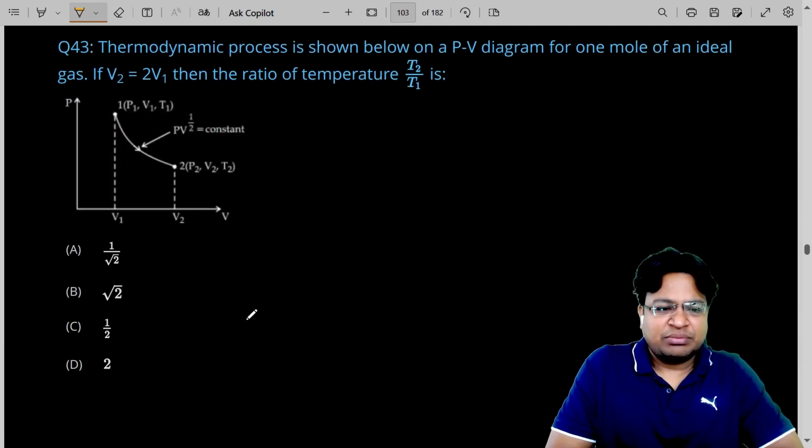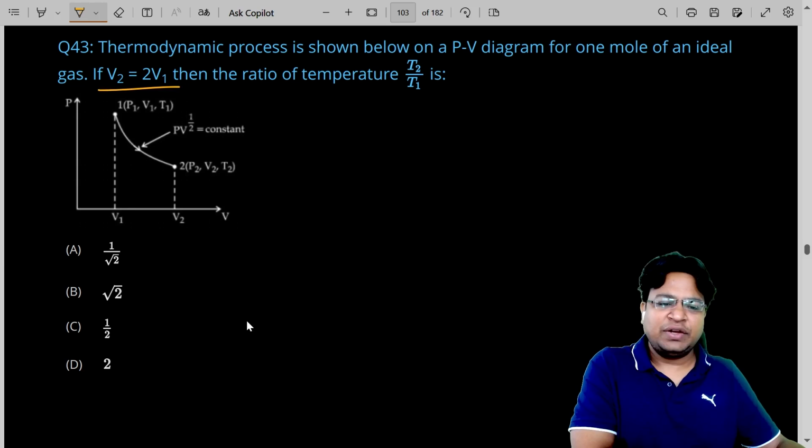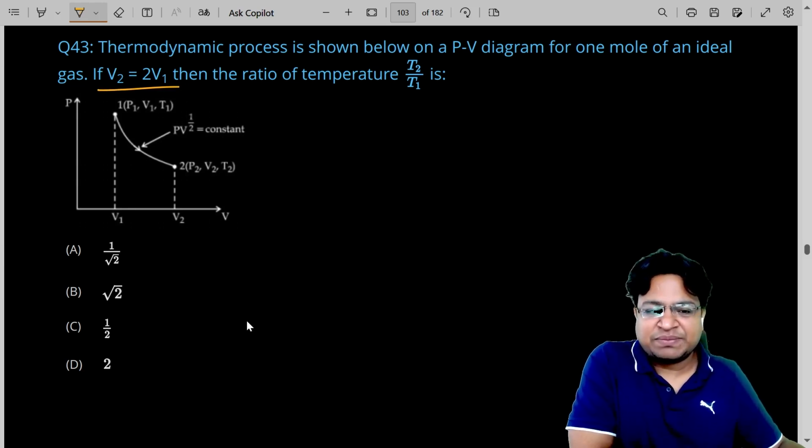Next, we go to question number 43. Now, this question says a thermodynamic process is shown on the PV diagram for 1 mole of air. Now, V2 is given. So we have doubled the volume. We have expanded the gas to double its volume. And we have asked the ratio of the temperature.